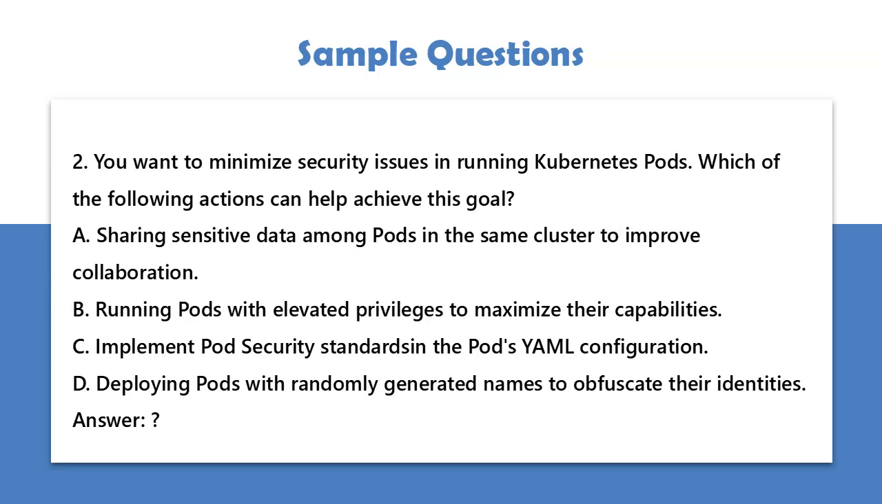2. You want to minimize security issues in running Kubernetes pods. Which of the following actions can help achieve this goal? A. Sharing sensitive data among pods in the same cluster to improve collaboration. B. Running pods with elevated privileges to maximize their capabilities. C. Implement pod security standards in the pod's YAML configuration. D. Deploying pods with randomly generated names to obfuscate their identities.